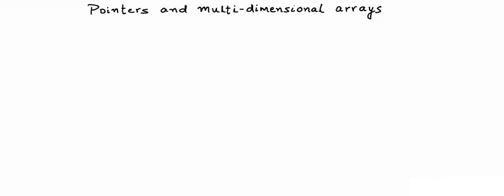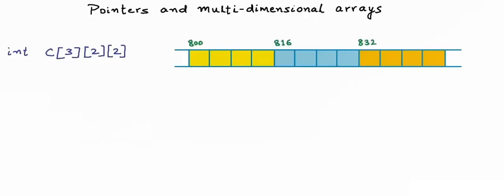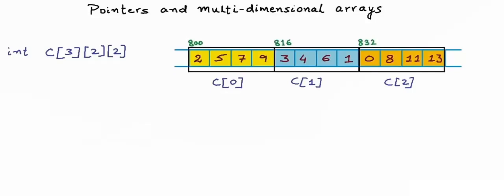Now let's say we have created a 3-dimensional array named C. We have an array of 3 cross 2 cross 2. A 3-dimensional array is basically an array or collection of 2-dimensional arrays. So if I have to show C in memory, I will show it something like this. I have assumed that the starting address of C is byte address 800.